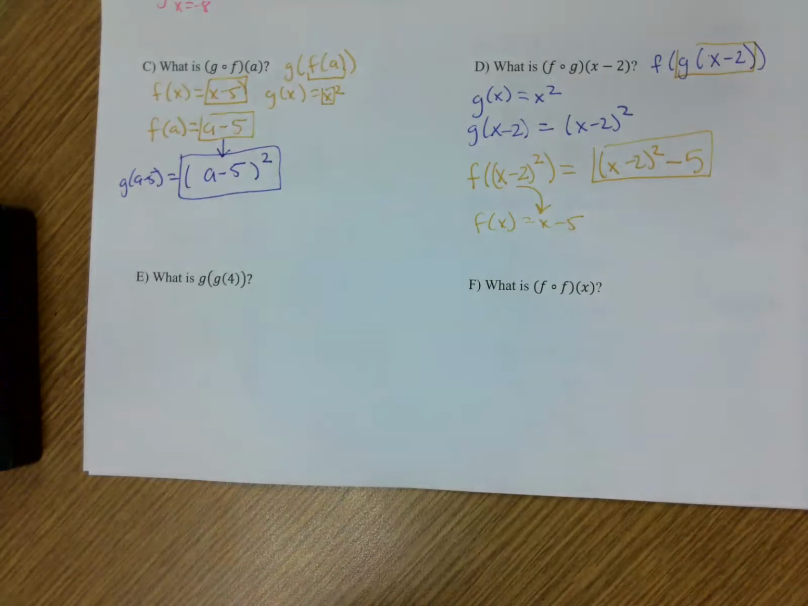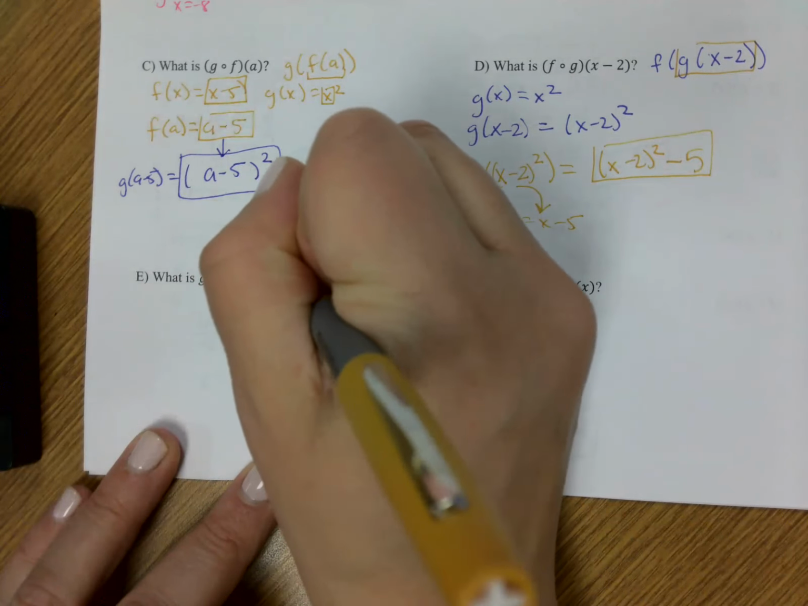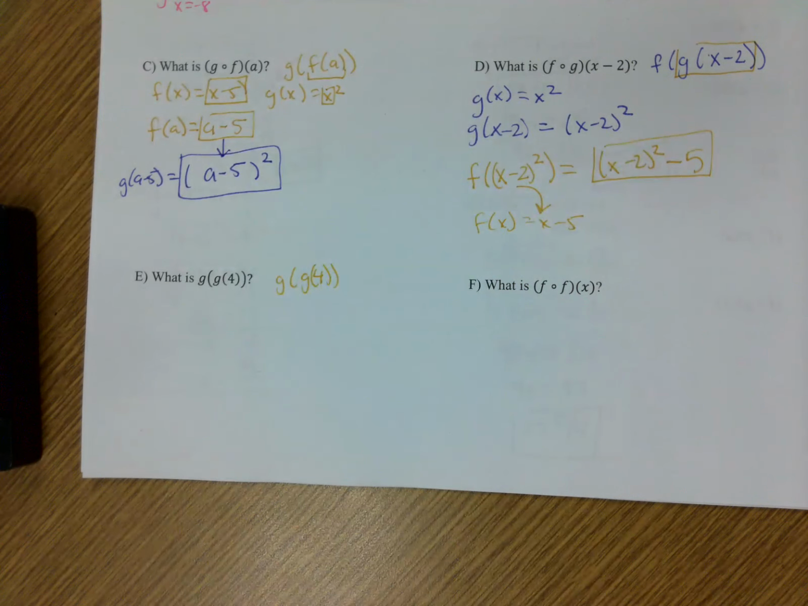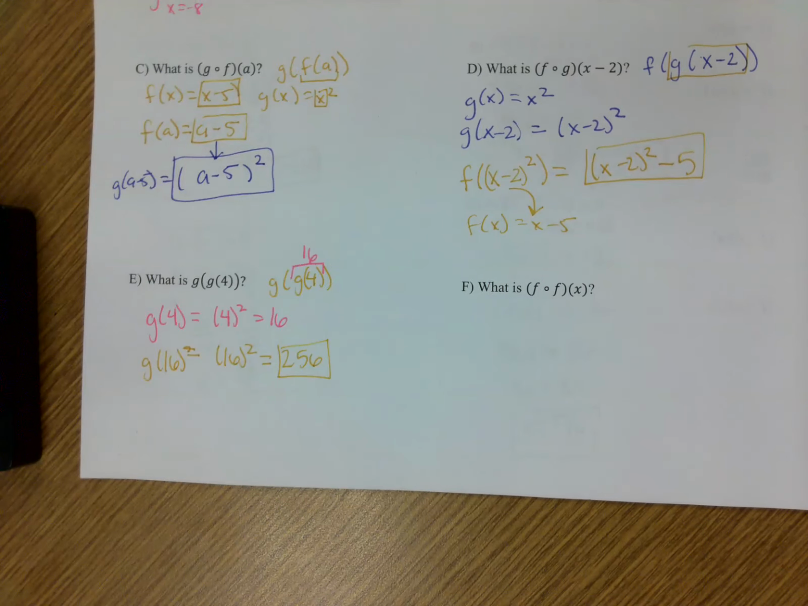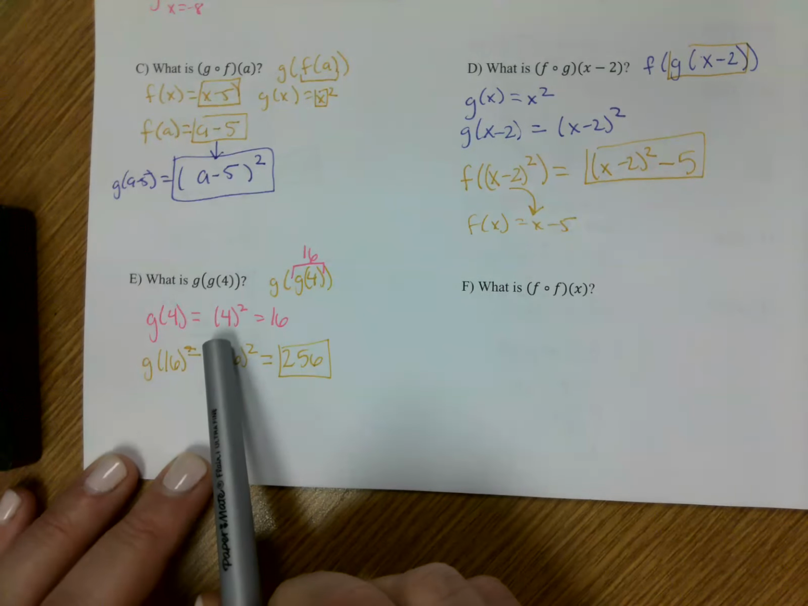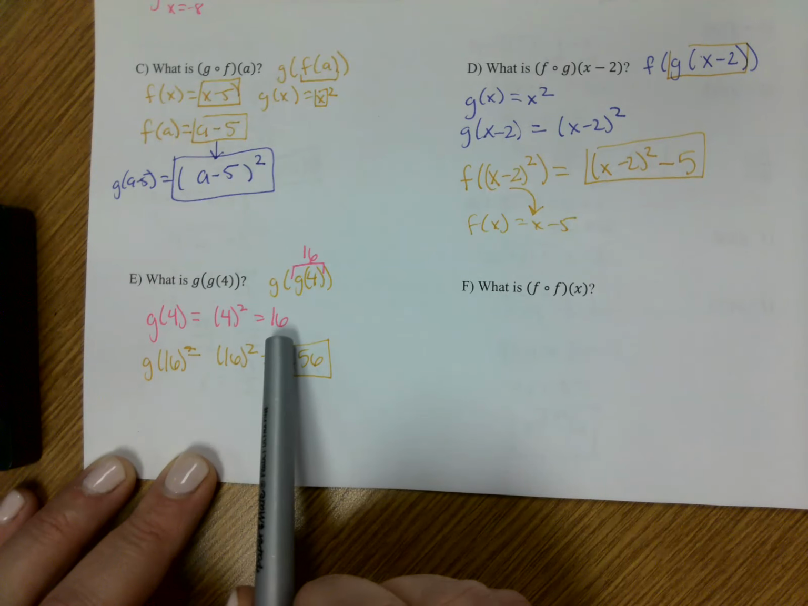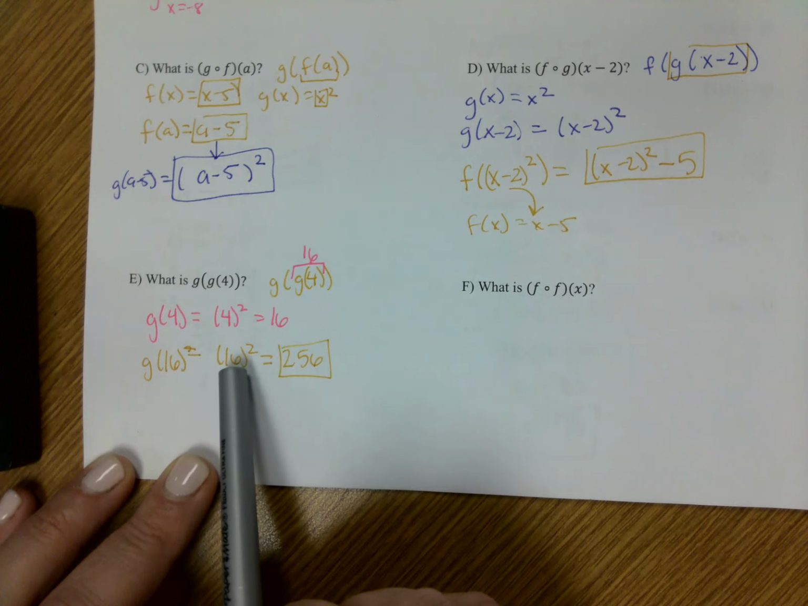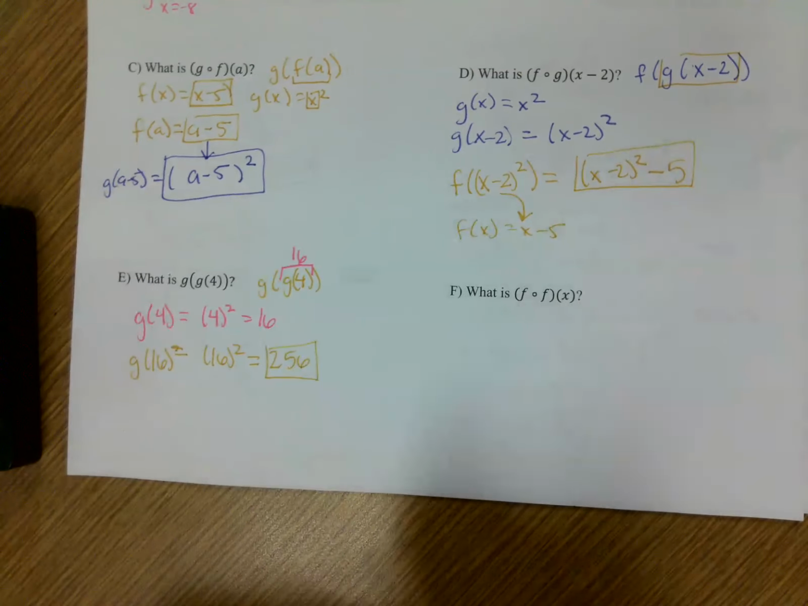I can rewrite question A and B as a function g of 4. I want you to pause the video and try to do this one by yourself. And you should have got 256. So again, first I evaluate 4 in my function of g. So now this is equal to 16. So I can replace this whole thing with 16. Now if I plug 16 into the equation, 16 squared is 256.